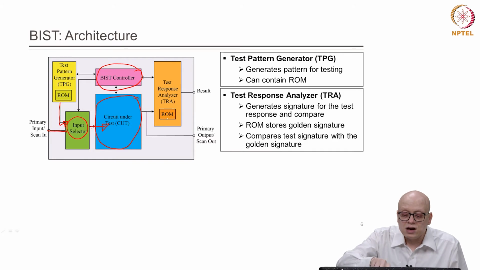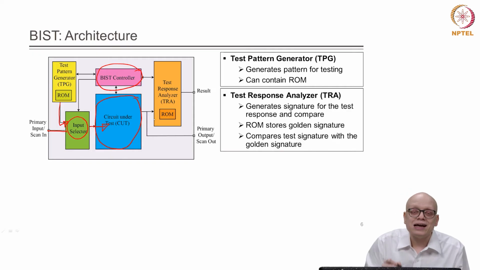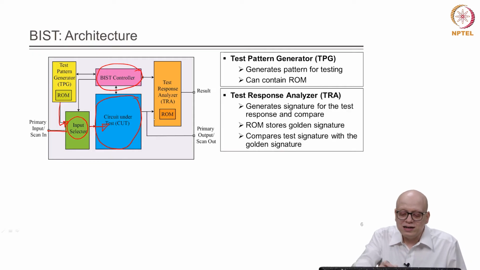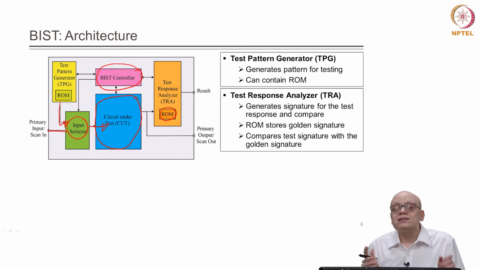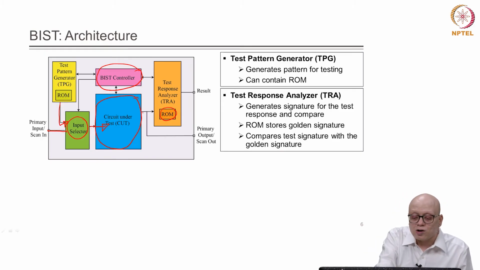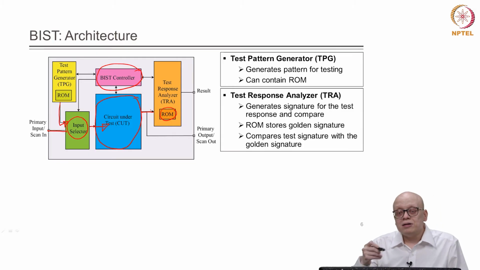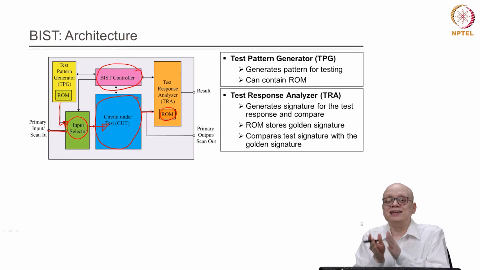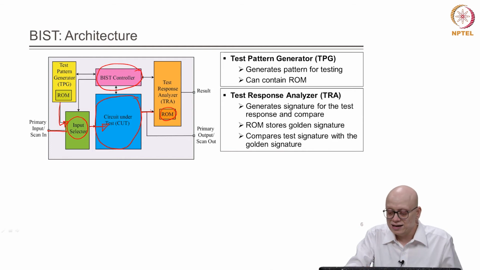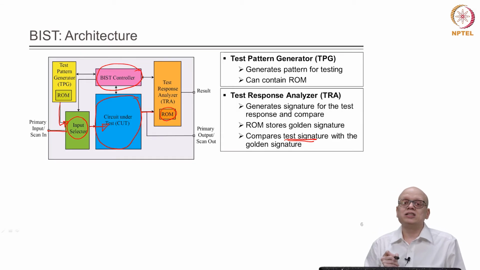The ROM contains only the golden signature, it does not contain the exact response that we expect from the CUT, and therefore the size of the ROM can be much smaller. Given a large sequence of outputs produced by the CUT, the test response analyzer will process that information and convert it into a signature, that is the test signature. That test signature is then compared with the golden signature stored in the ROM.